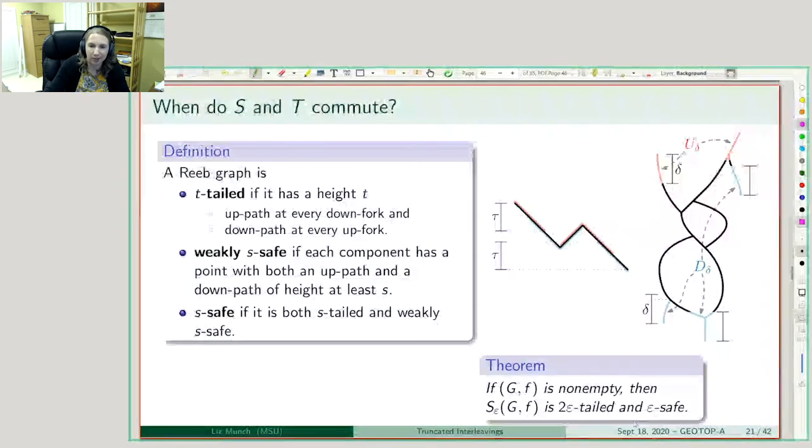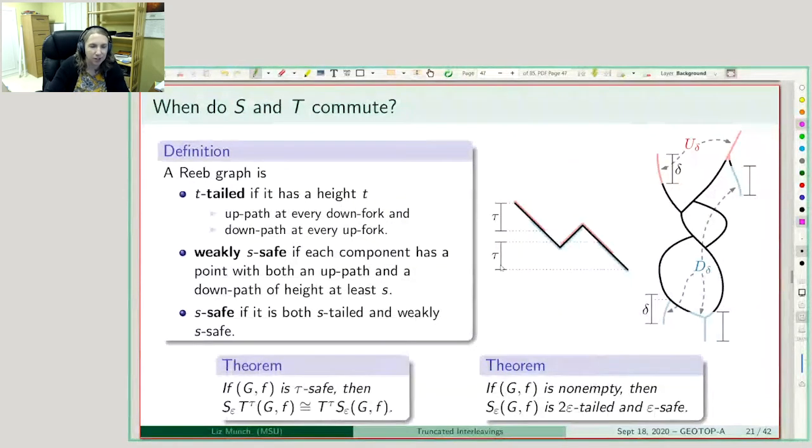All right, so my theorem down here was supposed to show up later. So the theorem that we have is that if GF is tau-safe, then everything that you want commutes. As long as I've got this tau-safe property, truncating doesn't break anything I didn't want it to break, and smoothing leaves stuff alone, and that was the same as the other option. So the perk here is that if I have a non-empty starting Reeb graph, the epsilon-smoothed Reeb graph is 2 epsilon-tailed and epsilon-safe, and so my commutativity theorem applies.